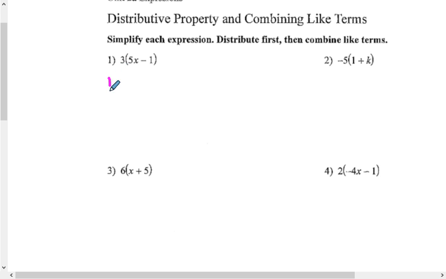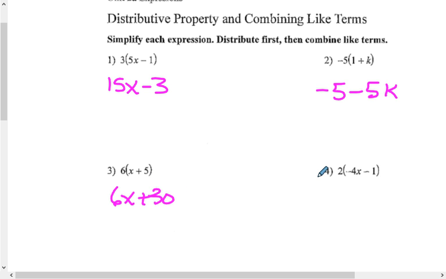3 times 5x is 15x. 3 times a negative 1 is a negative 3. Negative 5 times 1 is a negative 5, and negative 5 times k is a negative 5k. 6 times x is 6x. 6 times 5 is 30. 2 times a negative 4x is a negative 8x. 2 times a negative 1 is a negative 2.